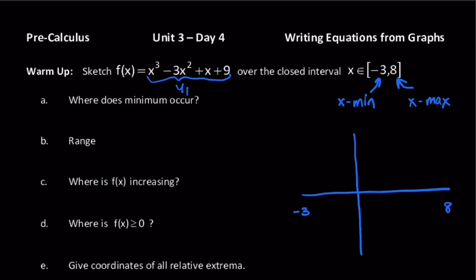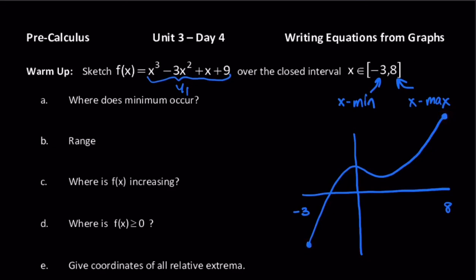So what you want to do is adjust your window so that you can see the relative max and the relative min while it's on its way to the tails. And my sketch looks roughly like this. I know there's going to be an endpoint there and an endpoint here. And what's nice about this, when they give you a closed interval, you don't actually have to see this on the graph. You know it's going to end at 8 and it's going to end here at negative 3.